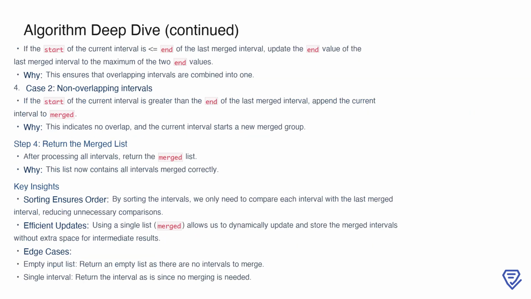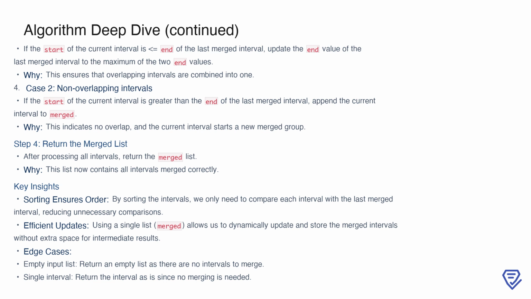When iterating through the sorted intervals, there are two key cases to consider. In the first case, if the start of the current interval is less than or equal to the end of the last interval in the merged list, it means the intervals overlap. To merge them, we update the end of the last merged interval by taking the maximum of the two end values. This step ensures that the intervals are combined into one, encompassing the entire range.